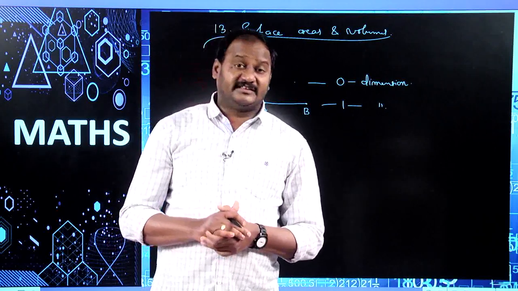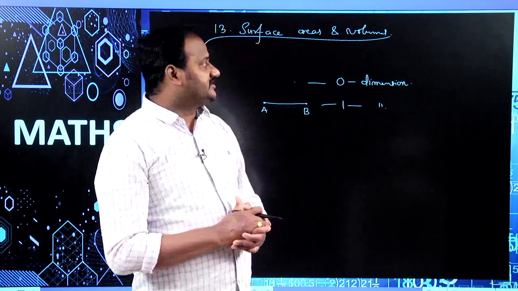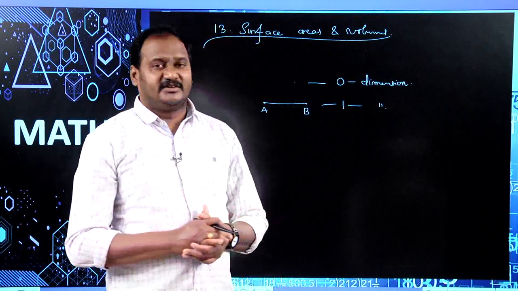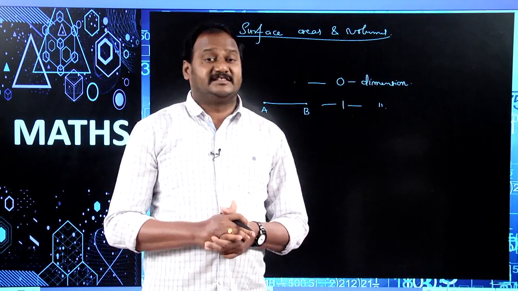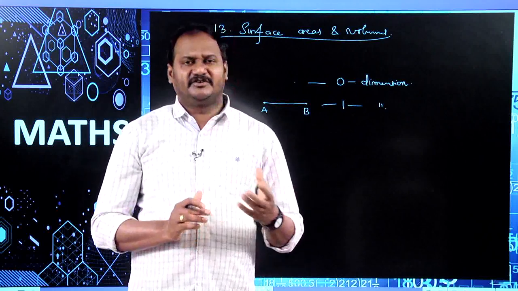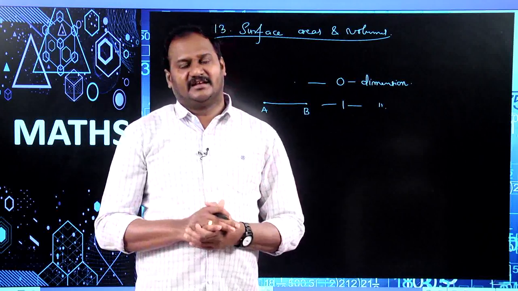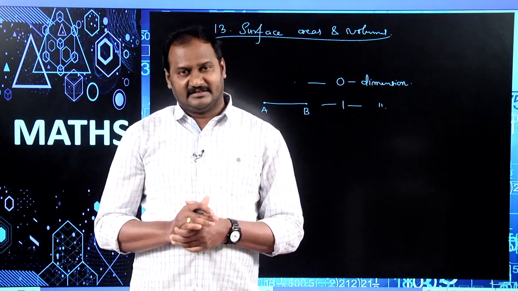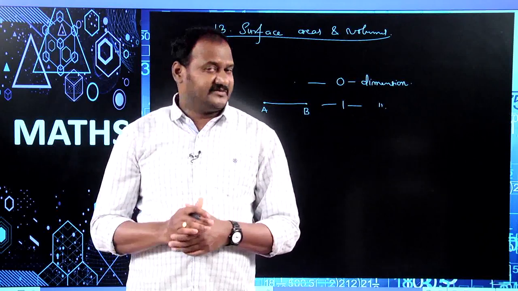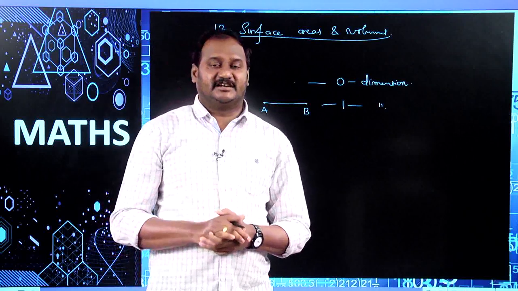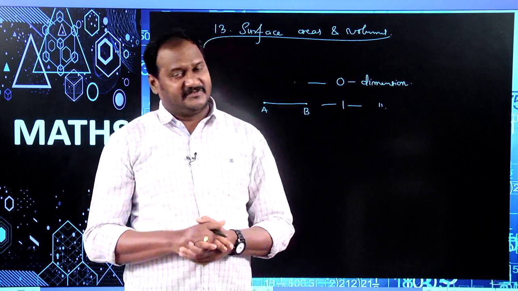So, we can consider them as two dimensional figures. And what are three dimensional figures? Three dimensional figures are nothing but whatever figures that you can hold. You can hold them in the sense that if there is a thickness of the figure, then only we can hold them, otherwise we cannot hold those figures. So, those kind of figures are said to be three dimensional figures.